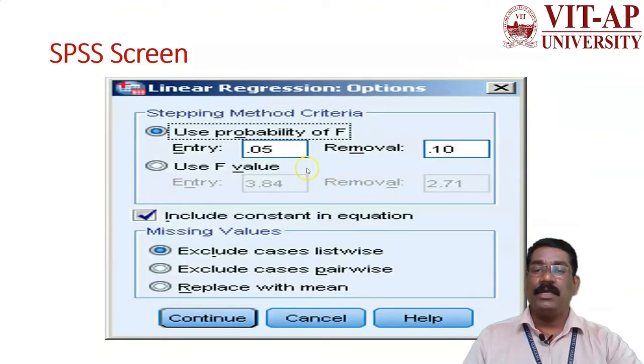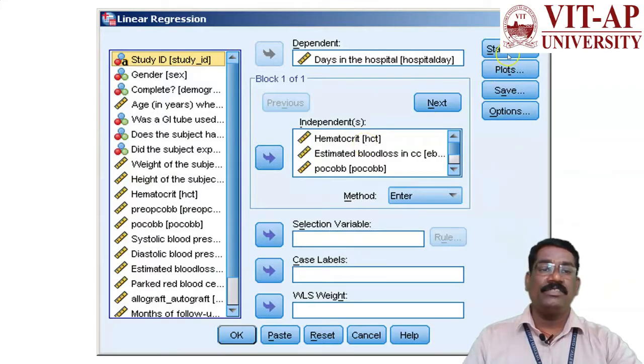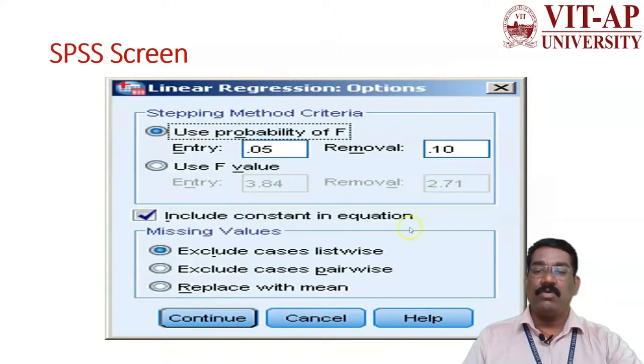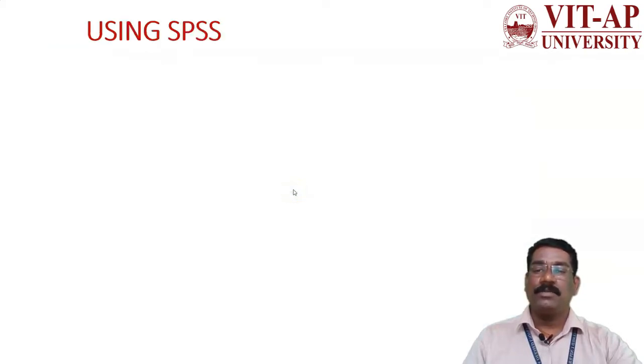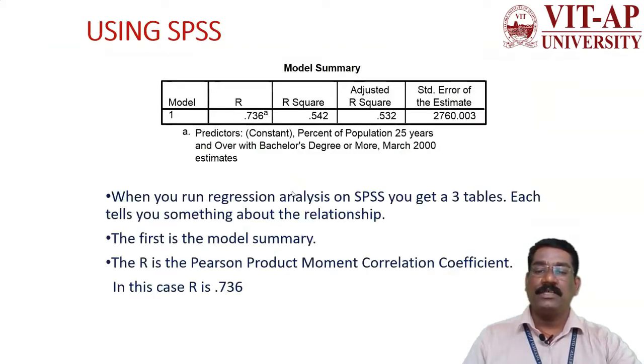If you press Statistics, you will get a box like this. By default it will be here. So just click Continue, because the use of probability of F is already default. By default it is given 0.05, and include constant in equation is always there. By default exclude cases listwise, click the Continue button. Then you get an output like this.